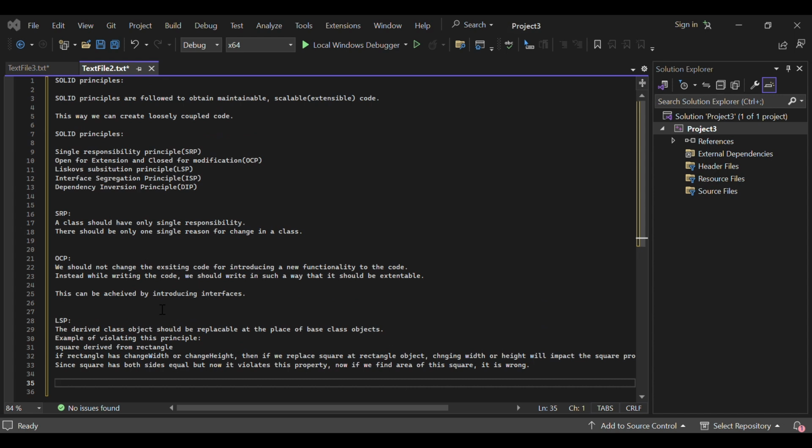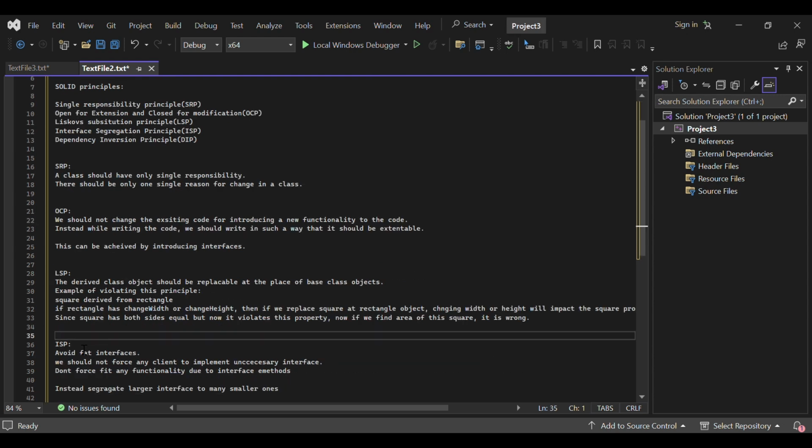And the next principle is ISP. ISP is nothing but the interface segregation principle. This is nothing but segregating the interfaces. It states that we should avoid fat interfaces. Avoiding fat interfaces means we should not have interfaces with a lot of functionality. We need to segregate functionalities into separate interfaces.